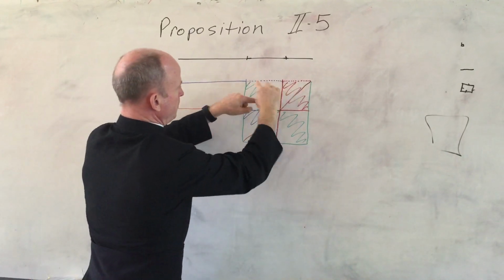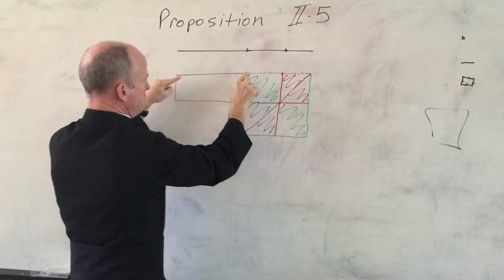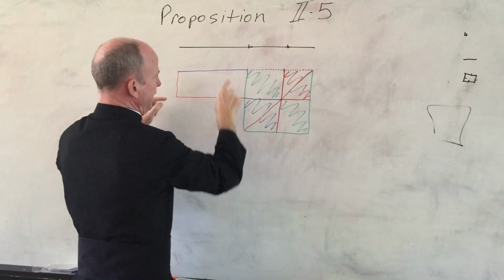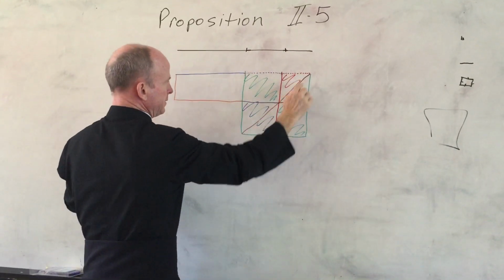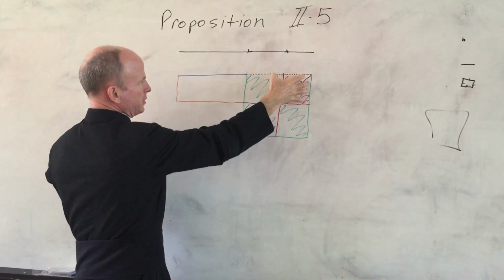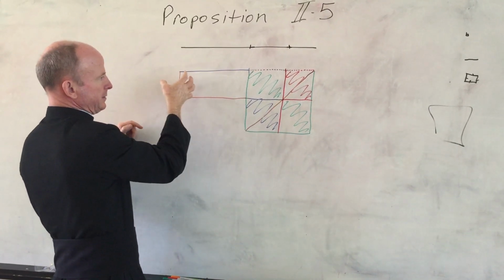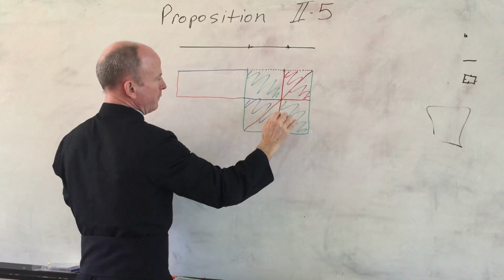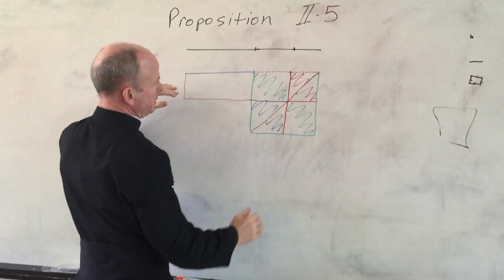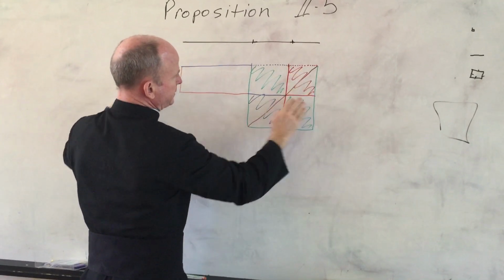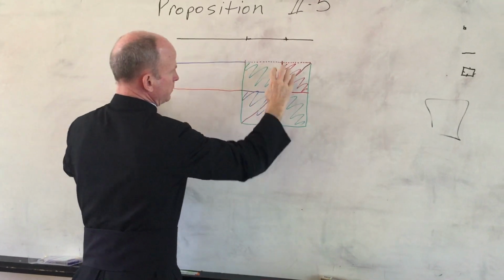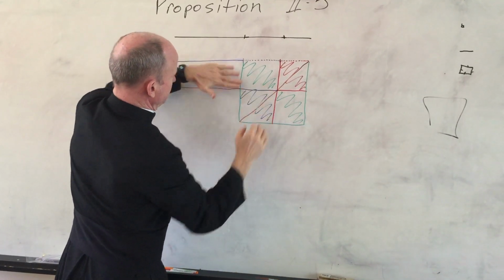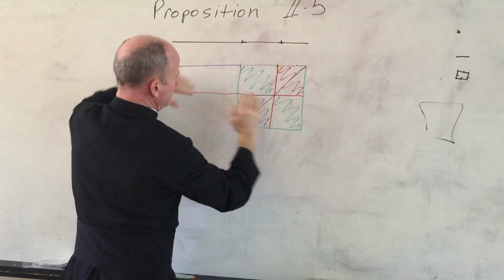Here you have two parallelograms on equal bases, and in the same parallels. Therefore, they're equal to each other. So this is equal to this, okay? But this was proven equal to this, remember? Therefore, two things equal to the same thing are equal to each other. If this is equal to this, and this is equal to this, this is equal to this. This is equal to this.